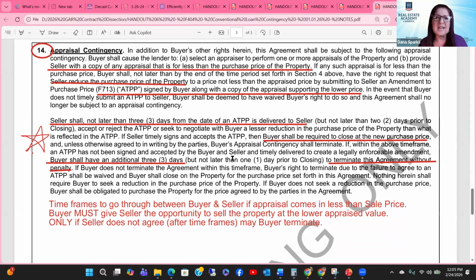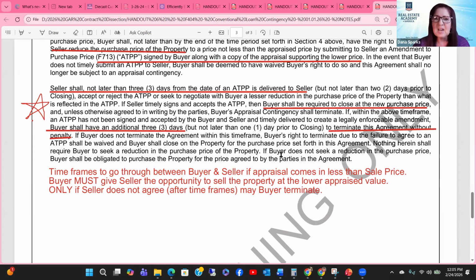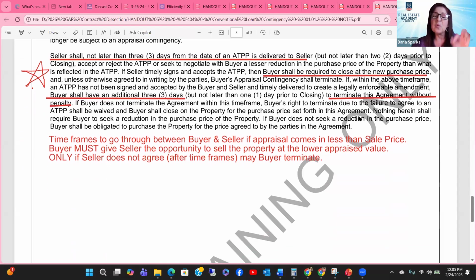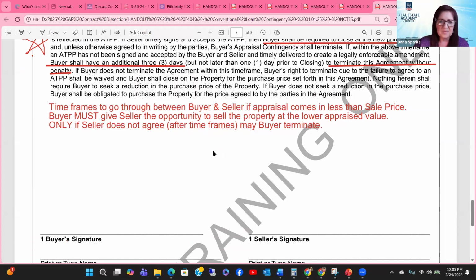The seller has 3 days to accept it, reject it, or negotiate, and then the buyer has 3 days. If you don't come to terms, the buyer then has 3 days to terminate. So there are termination rights upon a low appraisal. It's just not immediate. It's only if the seller does not agree to sell it at that lower price. If the seller does agree to sell it at the lower appraised price, the buyer is obligated to go to closing. Again, this is all where it's spelled out what those time frames are.